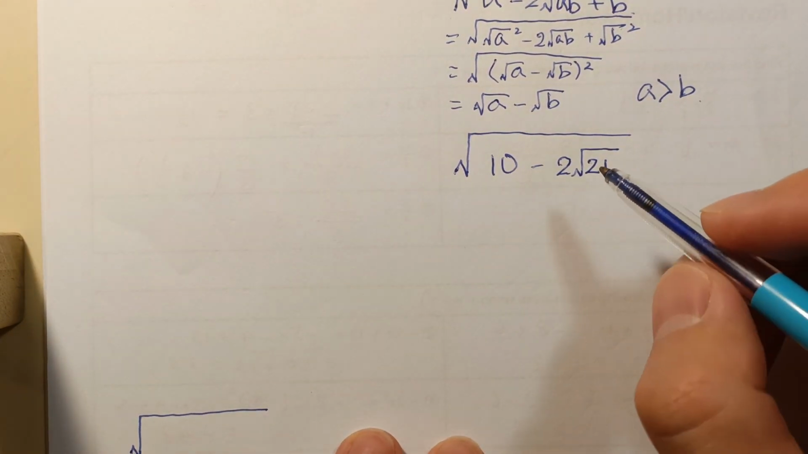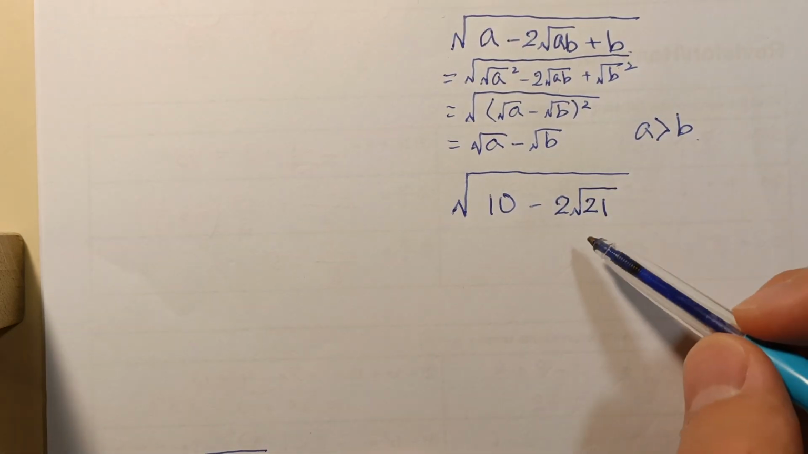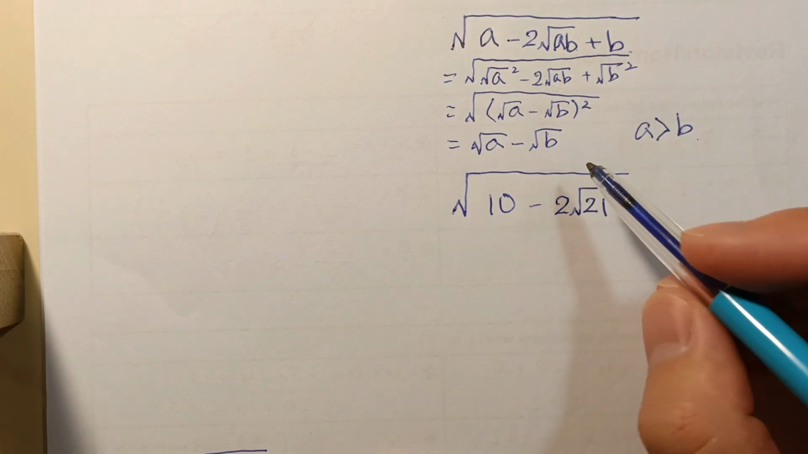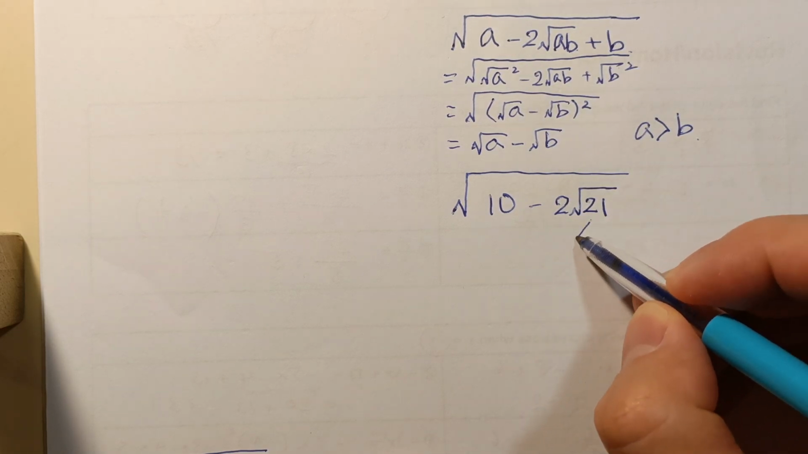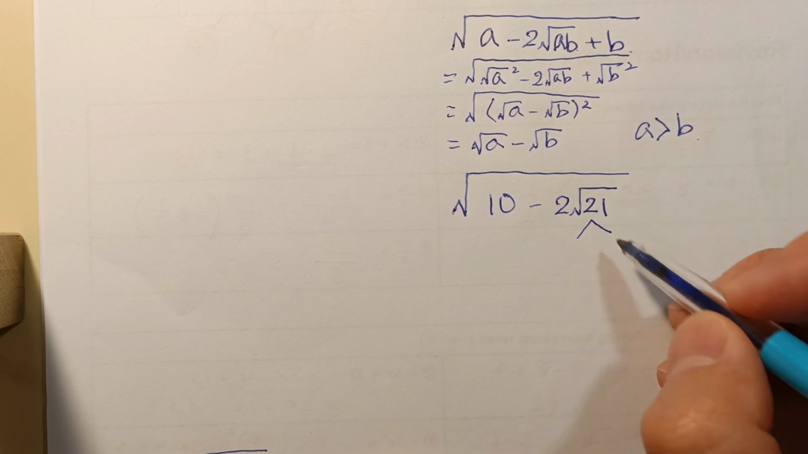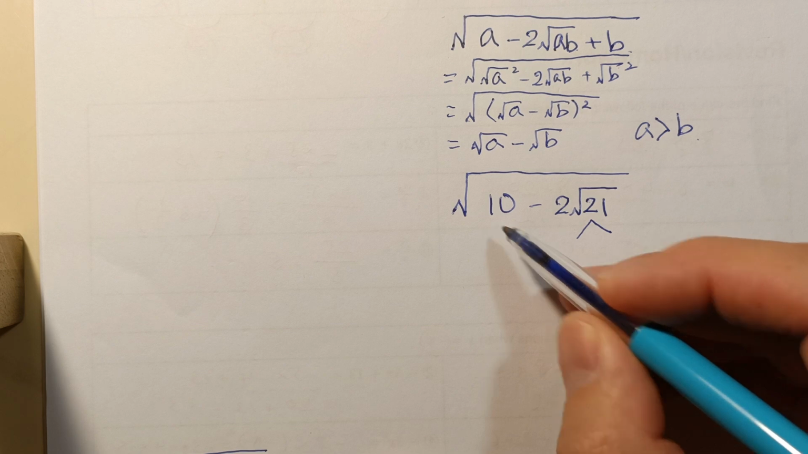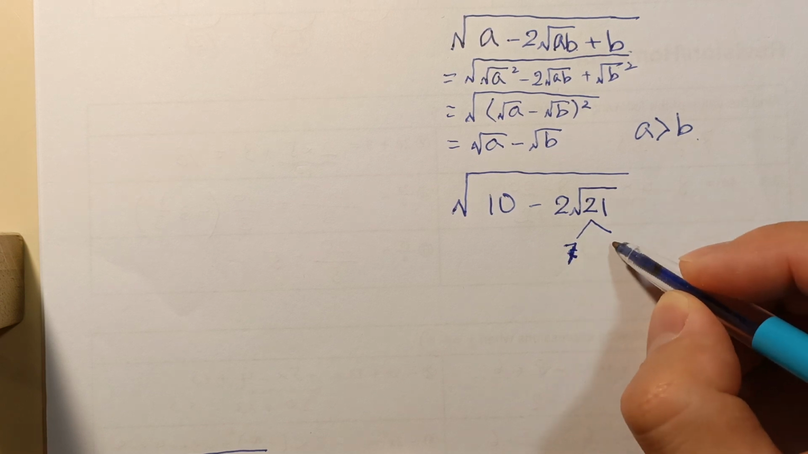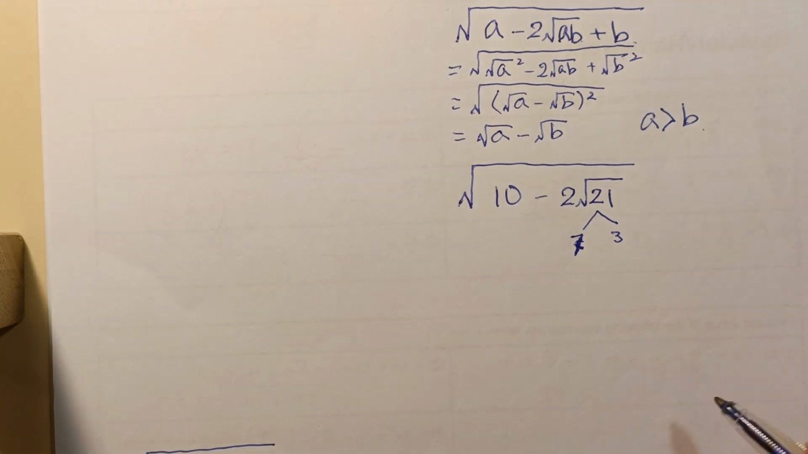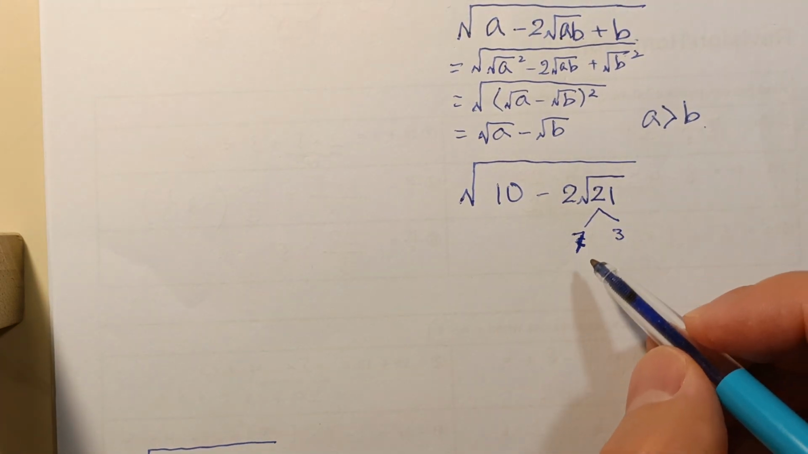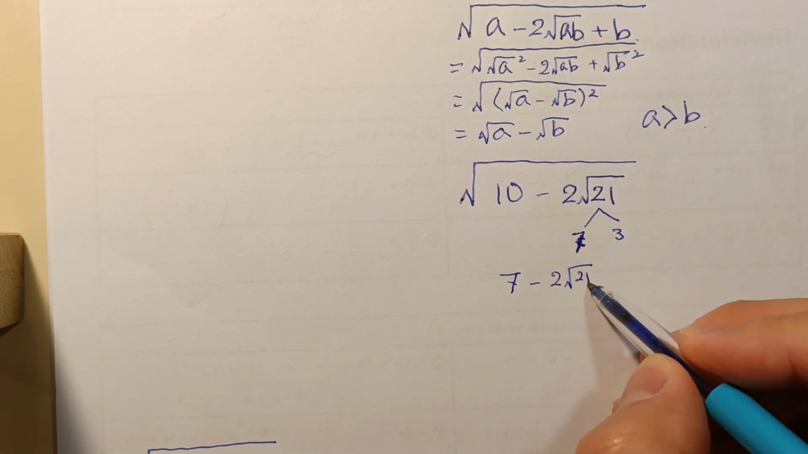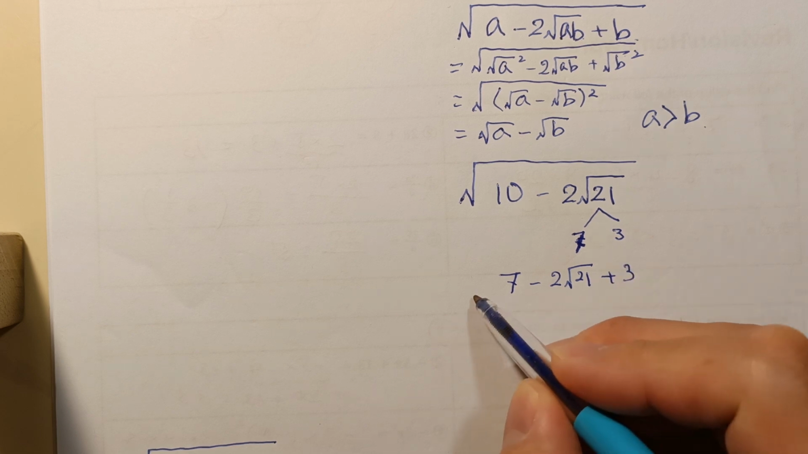So this one, you got to think of changing this form into this one, which means a times b and a plus b, isn't it? Can you think of two numbers you can multiply together to get 21, and adding together you get 10? 7 and 3, isn't it? So 3 and 7, but I just write 7 first and then 3 second. There is a reason why I'm doing that. So this one, I'm trying to write like this: 7 minus 2 square root 21 plus 3, and then square root.